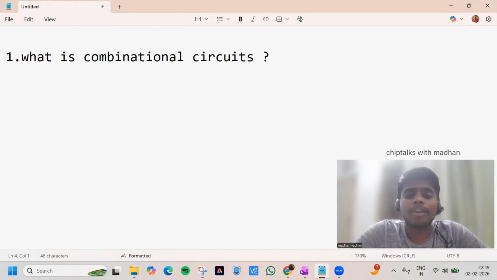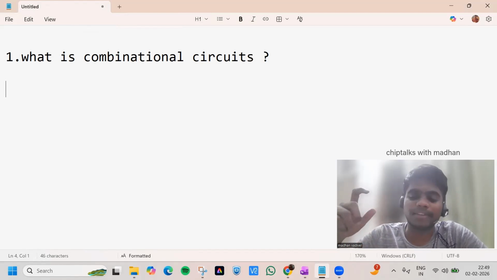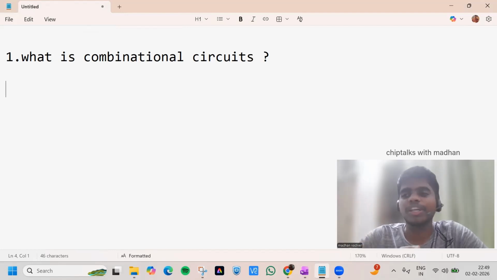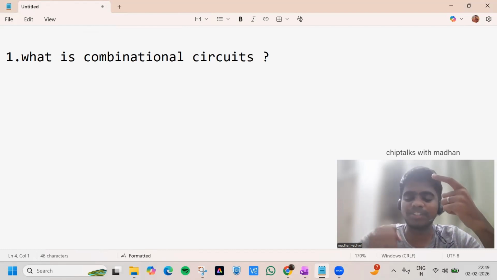In a combinational circuit, the output depends on the present input. It's a basic term. If someone asks what a combinational circuit means, you can tell directly that the output depends on the present input. If the present input changes, the output also changes. In combinational circuits there is no memory, so there are no previous states.